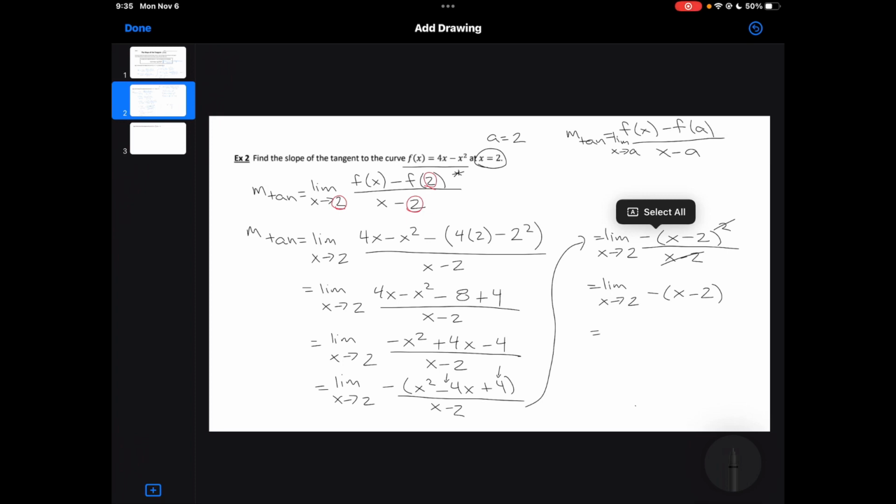Now I can substitute in my a value and evaluate my limit, and I can say that the slope of my tangent is 0. This is not indeterminate here because I no longer have that denominator. I should add that x can't actually equal 2 here, just to make sure that we're not dividing by 0. So that's another example of finding the slope of the tangent.